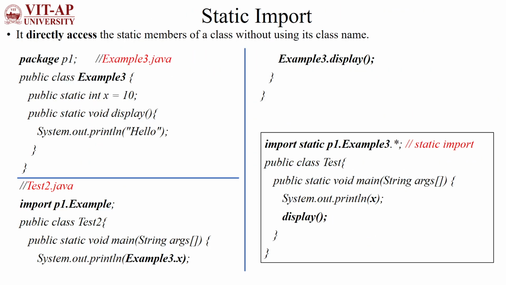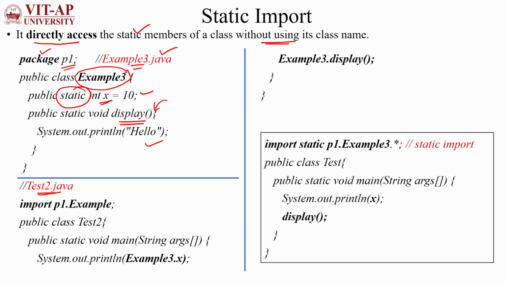Suppose you want to import static classes, then you can directly access the static members without using the class name. You see here I am defining the package with the name p1, then I am defining the class with the name example3, so the file name will be example3.java. Here I am using static members. The static variable is x equal to 10. Then one method is available inside the example3 class which displays hello.